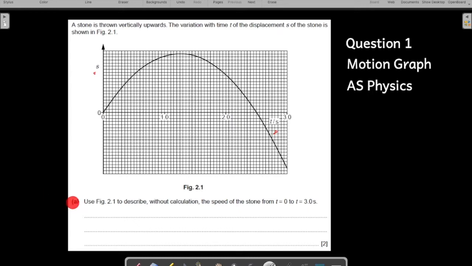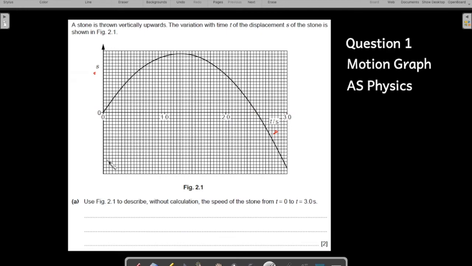So let us look at the question. Use this figure to describe, without calculation, the speed of the stone from time t equal to 0 to time t equal to 3. They are asking you to describe how the speed changes during this time interval starting from 0 to 3.